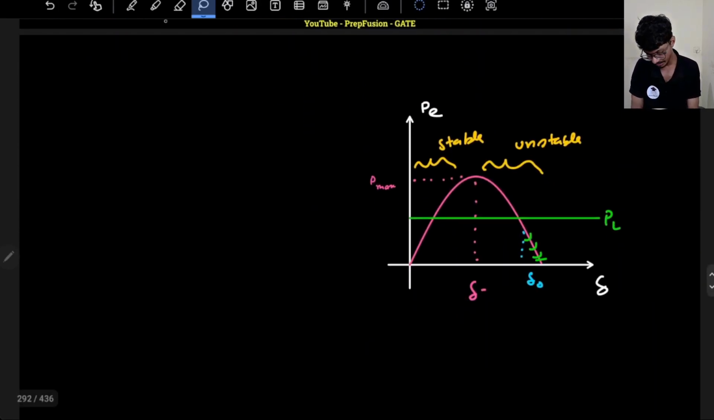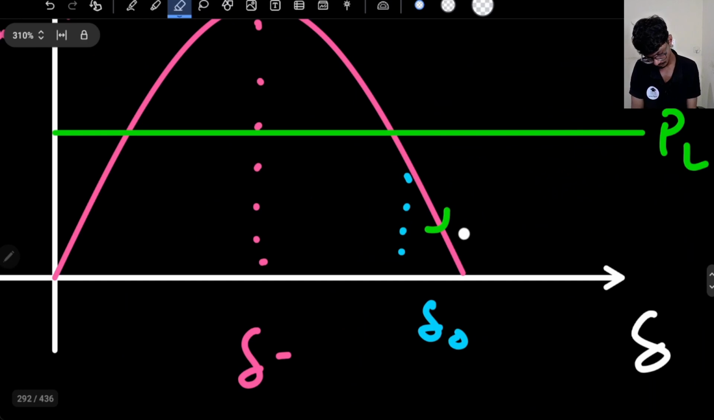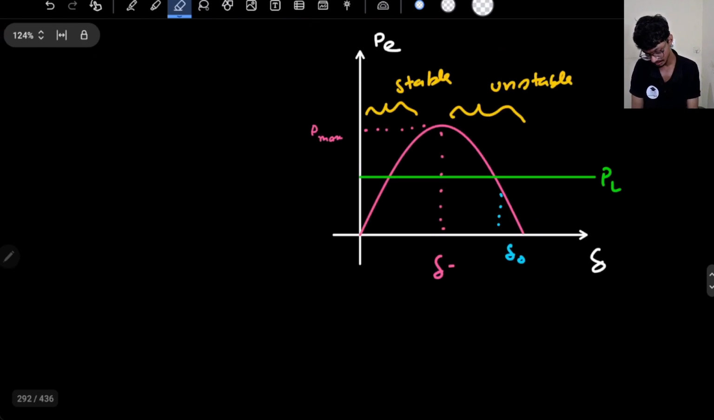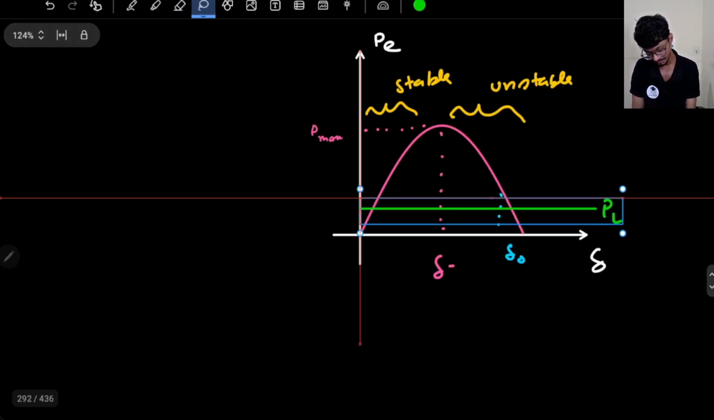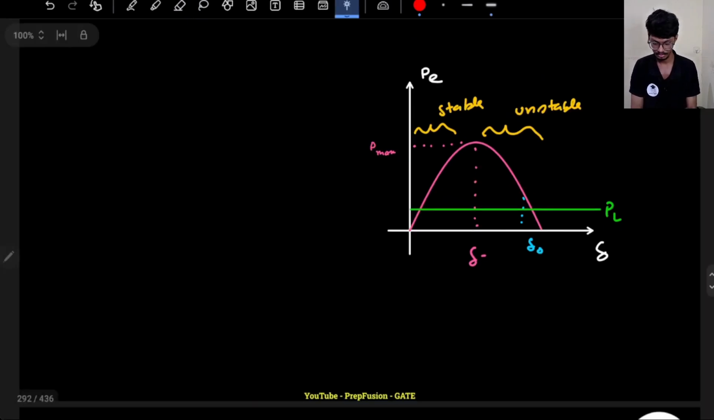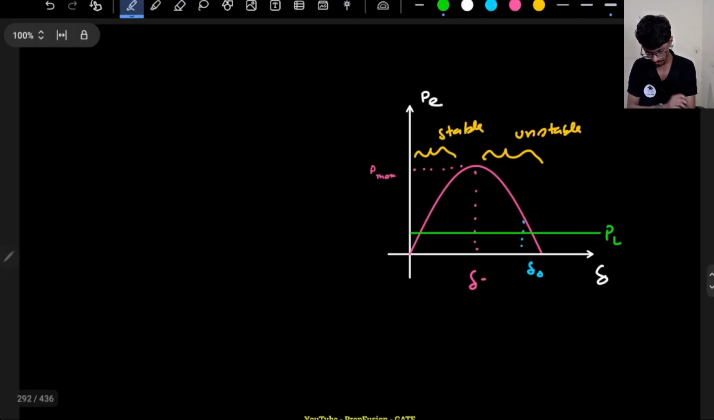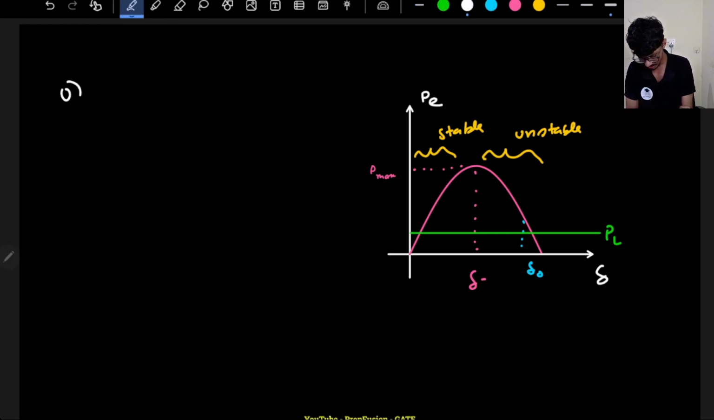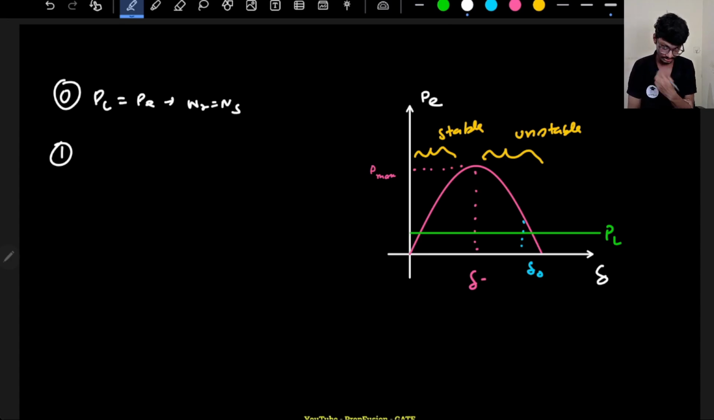So if I am in the unstable region, let me assume that initially my delta naught was here and I reduce the load. If I reduce the load, what will happen? Here, k0 will be the same, that is PL will be equal to PE and NR will be equal to NS. And in stage 1, what will happen? I have reduced my load.